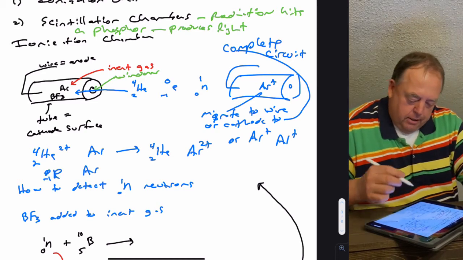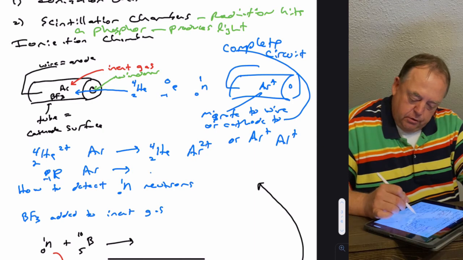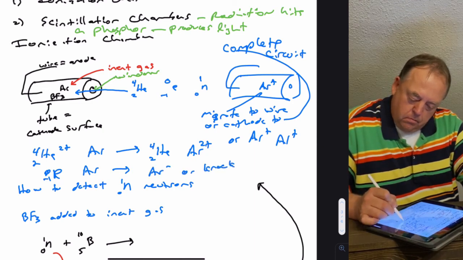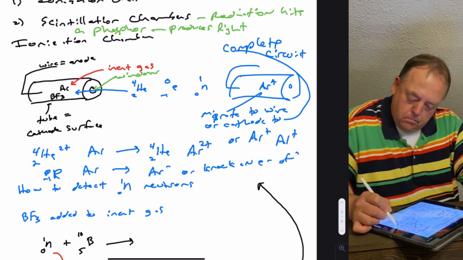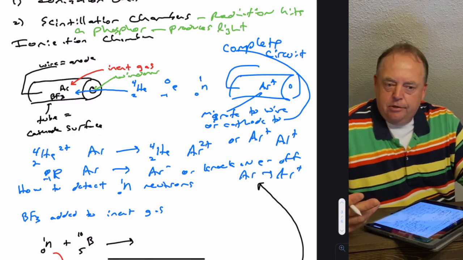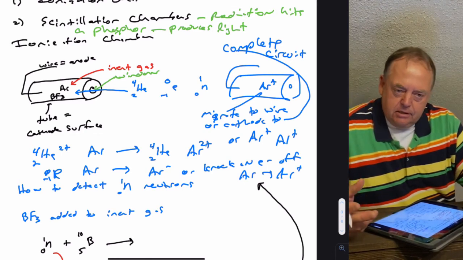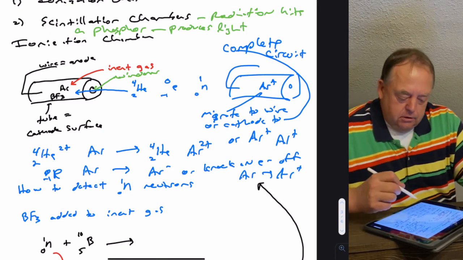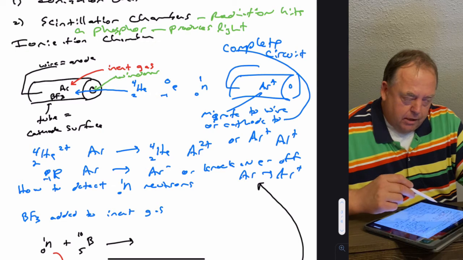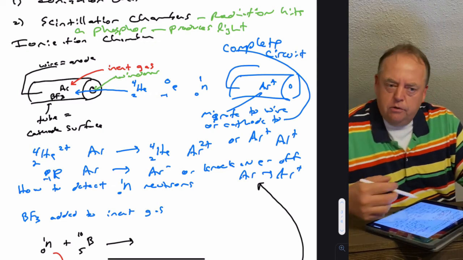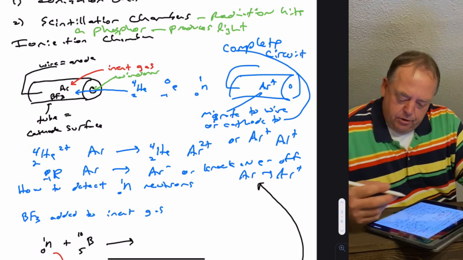and hits your argon, then it could either add to it and make argon minus, or it could knock an electron off of argon. So again, you ionize the inert gas, and then that inert gas can migrate to the cathode and or anode and pick up an electron. So you've completed the circuit, and now you get an electrical signal.